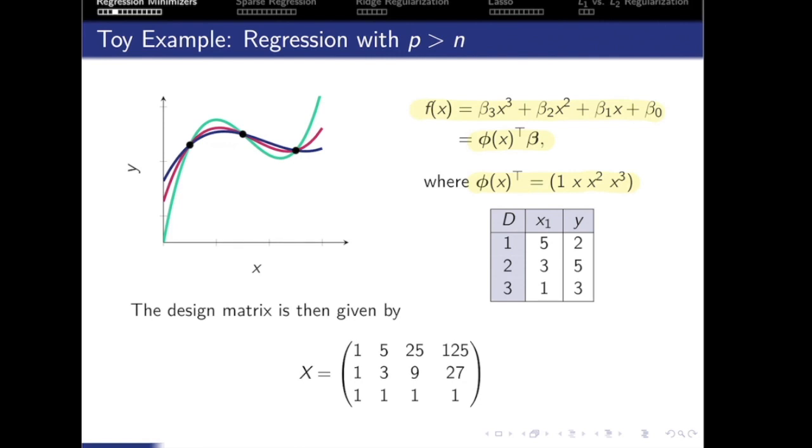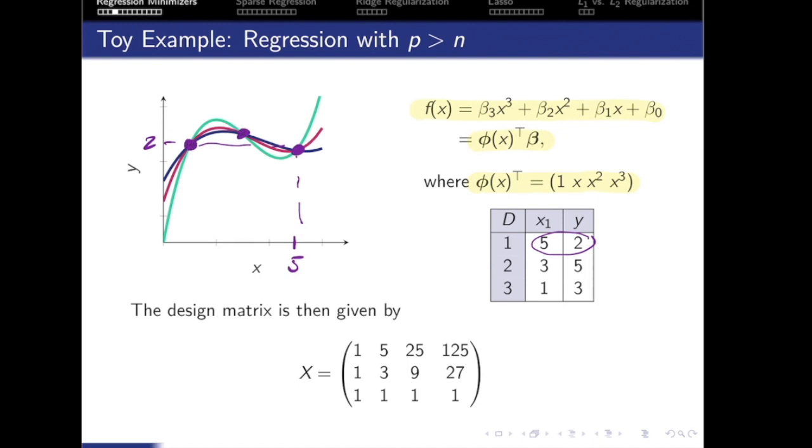You see here the first point is 5 and 2. So this would be this point here: 5, and the target variable is 2. Then we have 3, 5 and 1, 3, which are also denoted here by these dots. These are our 3 points.